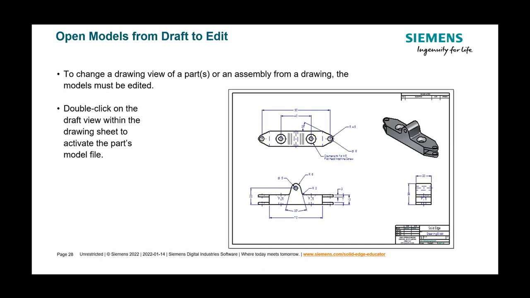Now, Solid Edge makes it easier for you to open the 3D model simply by double-clicking on the drawing view or using the edit menu, and it automatically activates the 3D model. So just simply by clicking on the drawing, you would open up the solid model where you can make the changes and then come back to the drawing and it will reflect that.